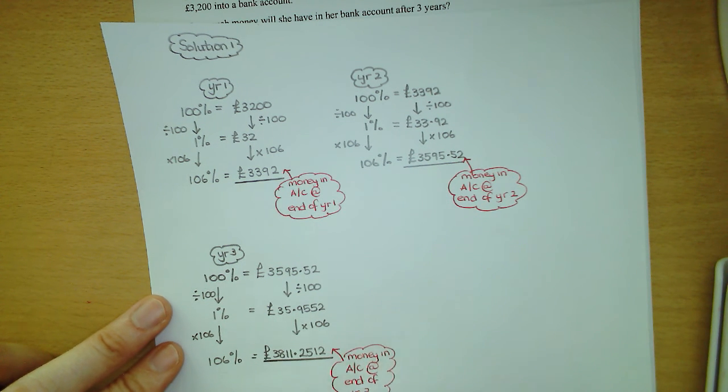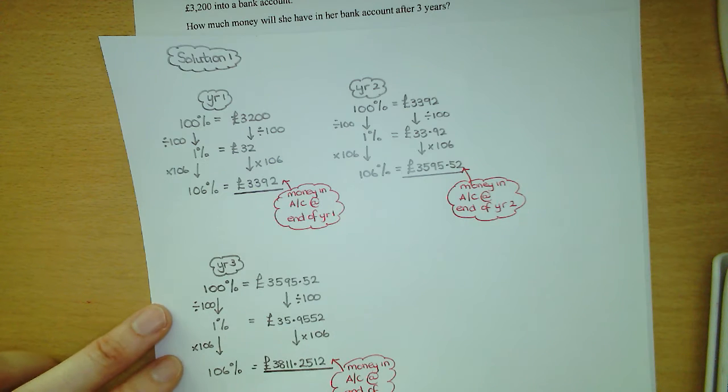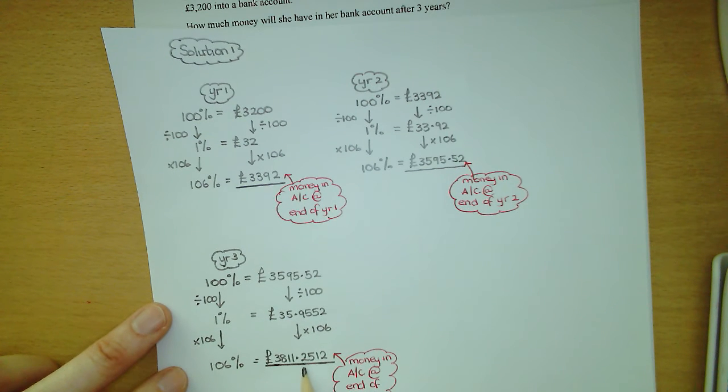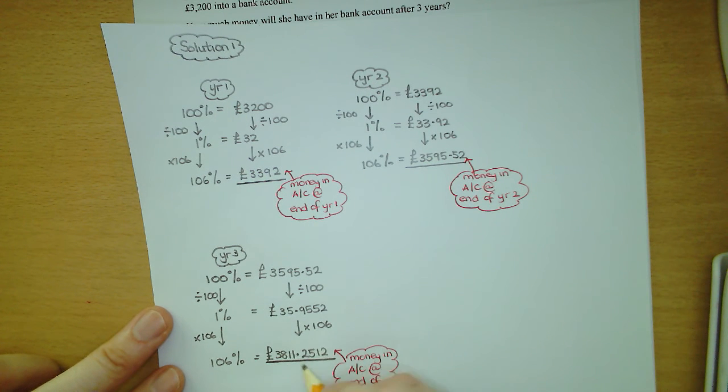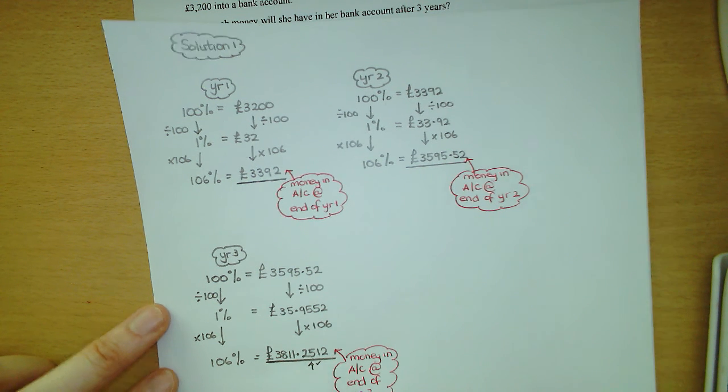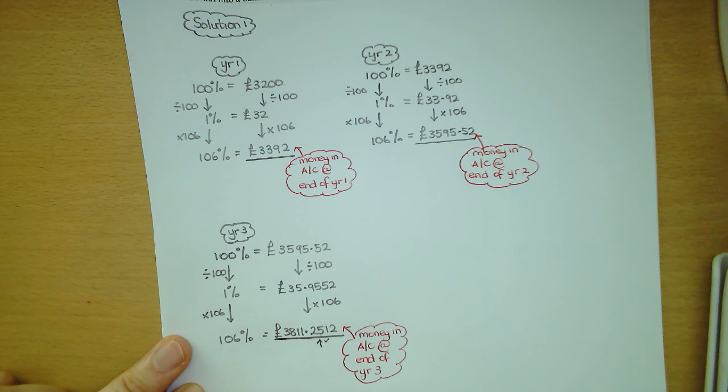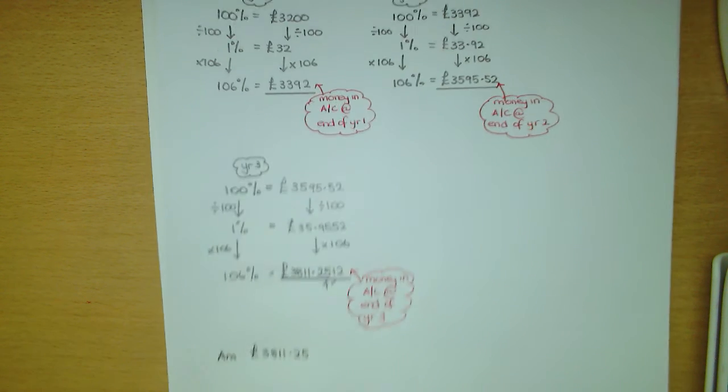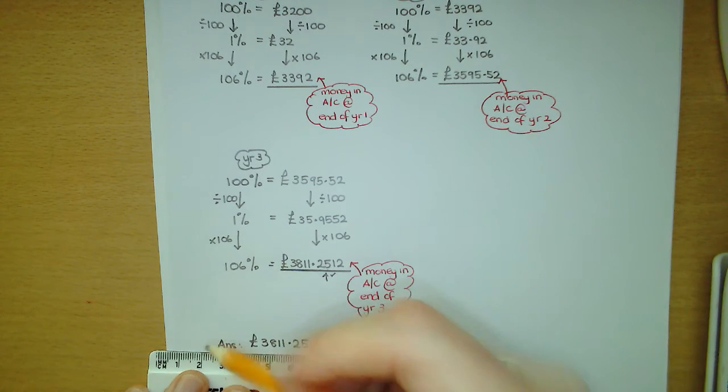So to answer the question, how much money will be in her account at the end of 3 years? We're going to round this to the nearest penny. So we're looking at the second decimal place, go to the digit after, it's less than 5, so we keep the second decimal place the same. So the answer is the amount of money in her account at the end of 3 years is £3,811.25.